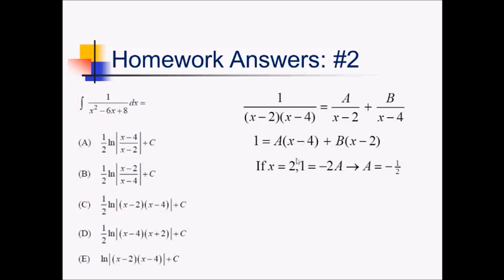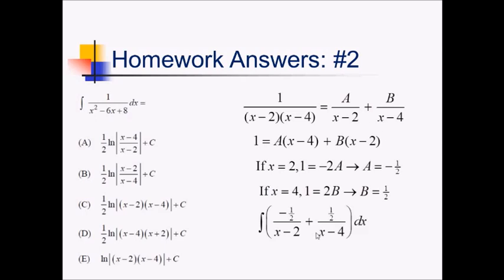So I'm going to pick x to be positive 4 now. That gets rid of a, and I've just got b times 4 minus 2, or 2b. Still have 1 on the left side. So then we have b equals 1/2. At this point, I'm going to plug these back in to split my fraction up in the integrand. So I've got negative 1/2 over x minus 2 plus 1/2 over x minus 4.